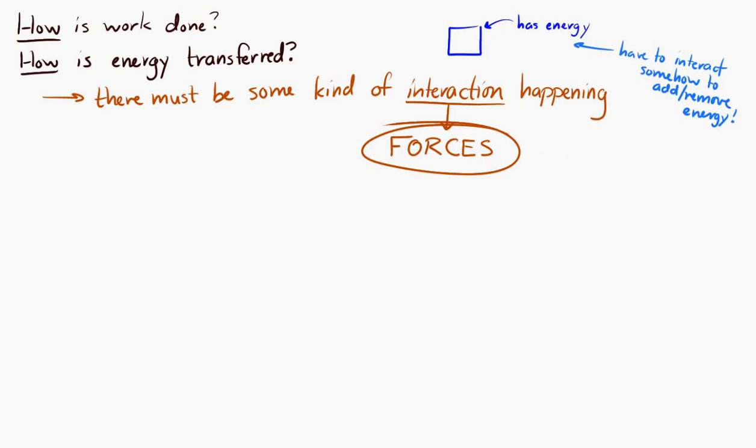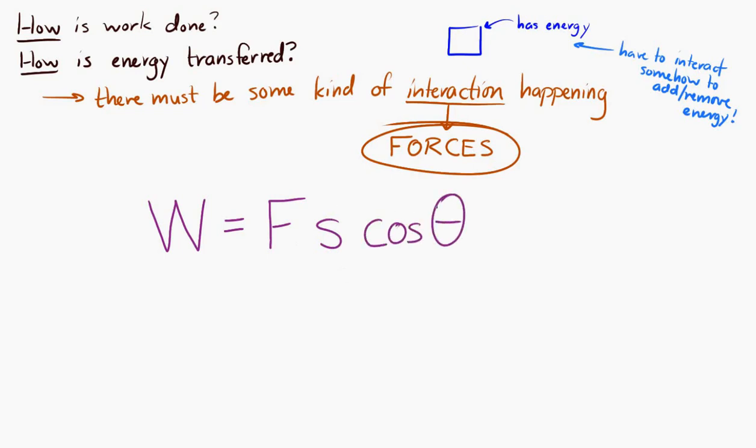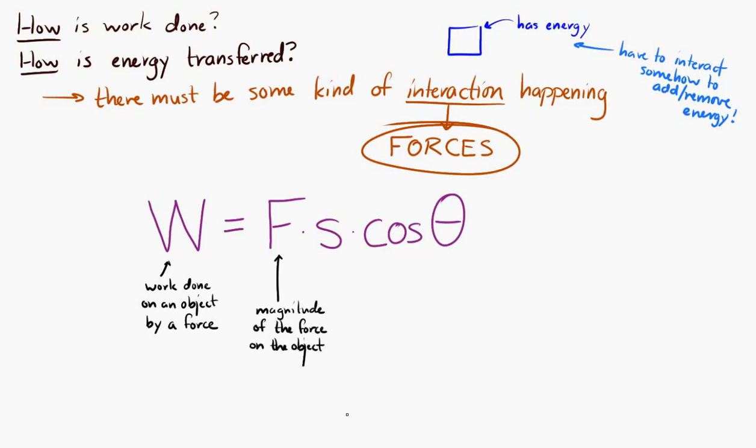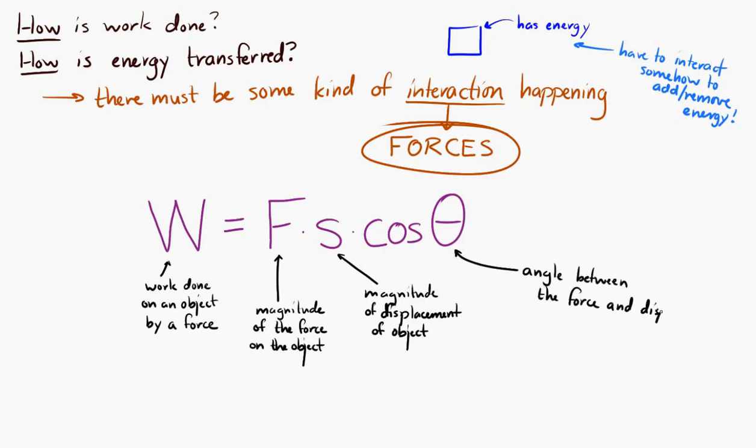I'm going to write down an equation. Work is equal to F s cosine theta. The W represents the work done on an object by a force. The F represents the magnitude of the force acting on an object. The s represents the magnitude of the displacement of the object. And the theta in this equation is the angle between the force and the displacement.